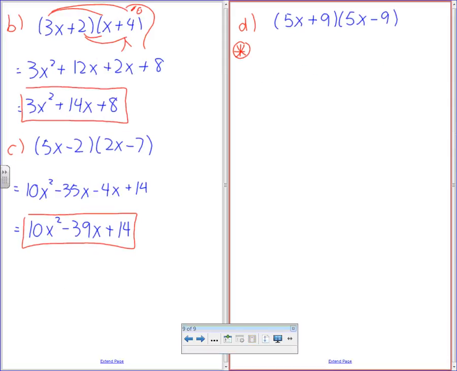5x. Minus 45x. Plus 45x. Great. Minus 81. Great. Wonderful, tremendous, awesome. All right, Caleb. Time to be the star that you are. What does this turn into then? 25x squared minus 81. Good. Wonderful.